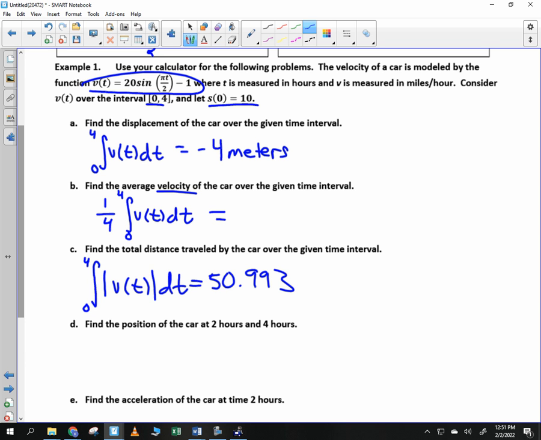I don't even need my calculator, because what is the integral from 0 to 4 of v of t dt? It's negative 4. See it? So 1/4 times negative 4 is equal to negative 1. What is it asking us to calculate? Velocity. What do we measure velocity in? What should the units be? Meters per? Or miles per? Sorry, I wrote down meters up here and I never should have. So these are miles.